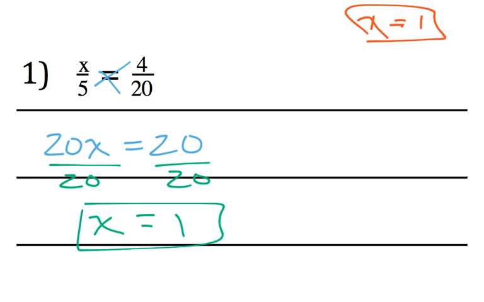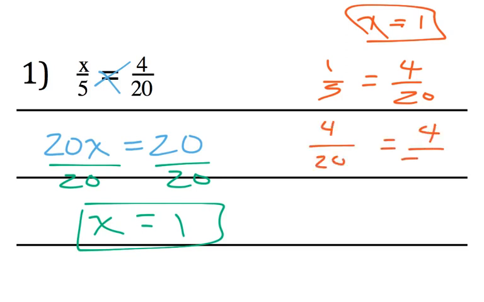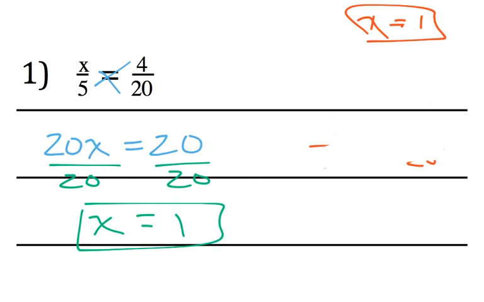Now if we wanted to show our check, we could. Here's a fifth equaling 4/20. And then I could get a common denominator by multiplying the top and bottom by 4. And 4/20 is 4/20. But a lot of times what you just think to yourself is, well, this value would be 1/5, and if I simplified this, it would be 1/5 as well.